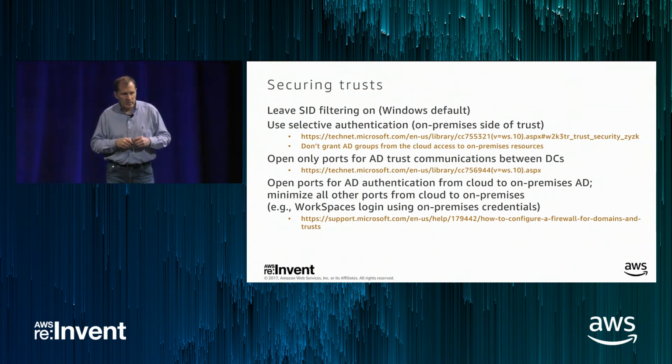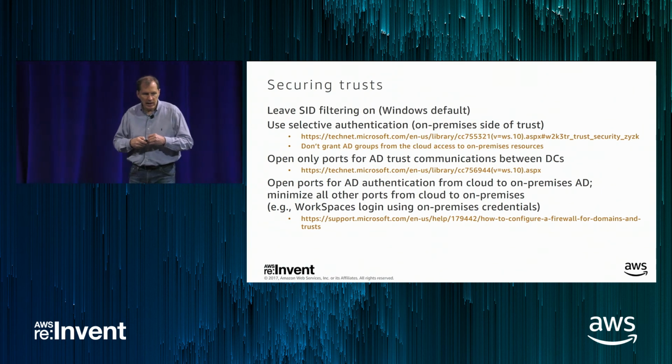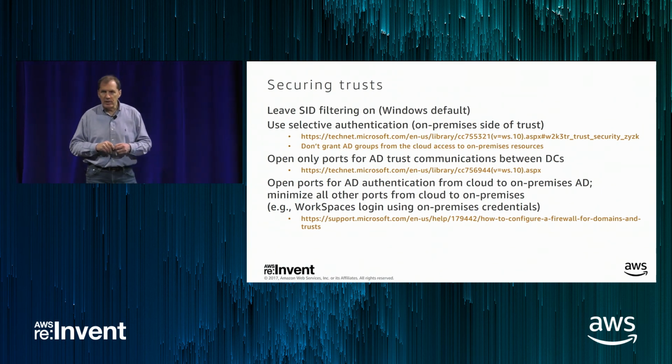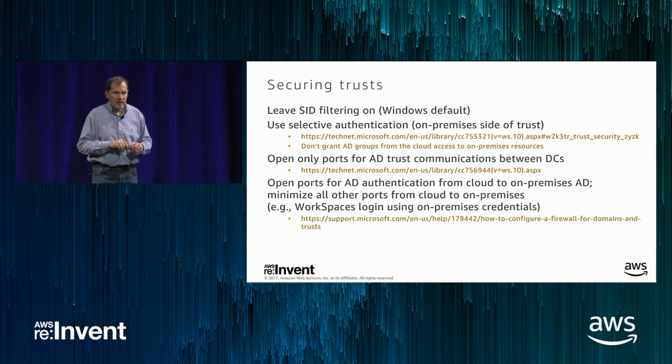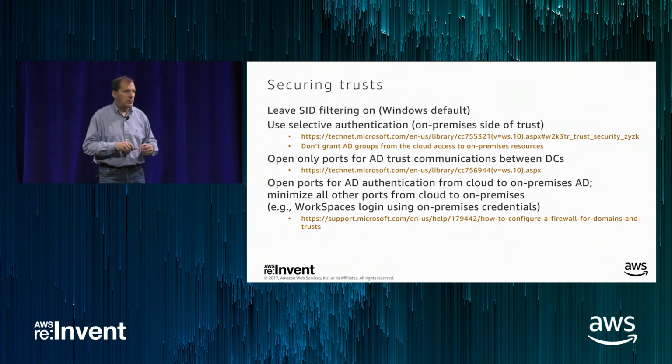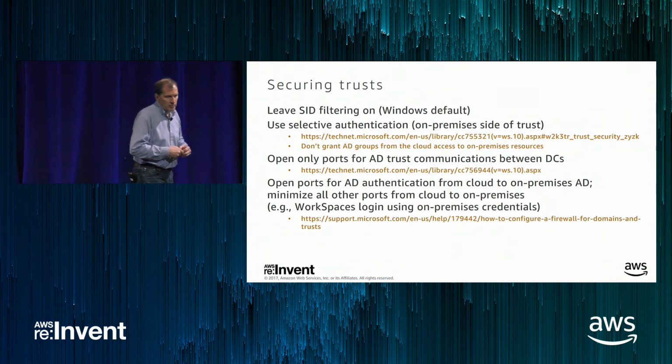The other thing you want to do is only open the ports that are necessary, and there's a TechNet article that covers a lot of the detail about which ports you need to have open. A trust has fewer ports that are required than if you're doing replication, so that can help reduce the stress when you're doing your security audits and what you have to open up.